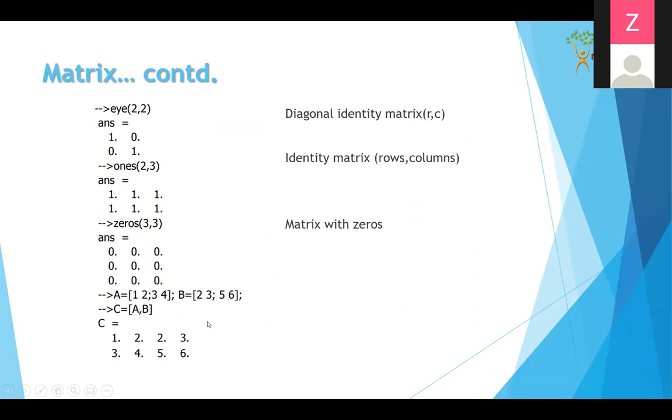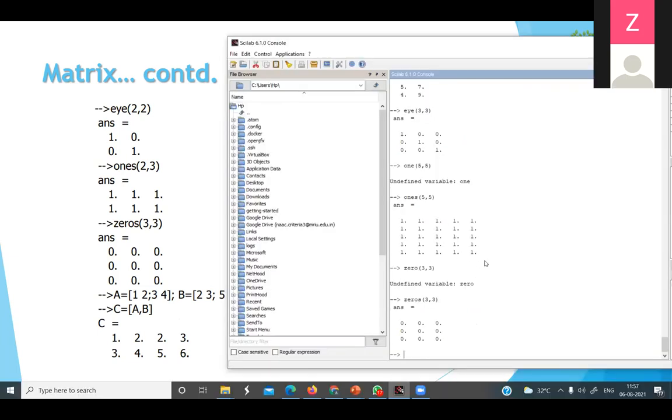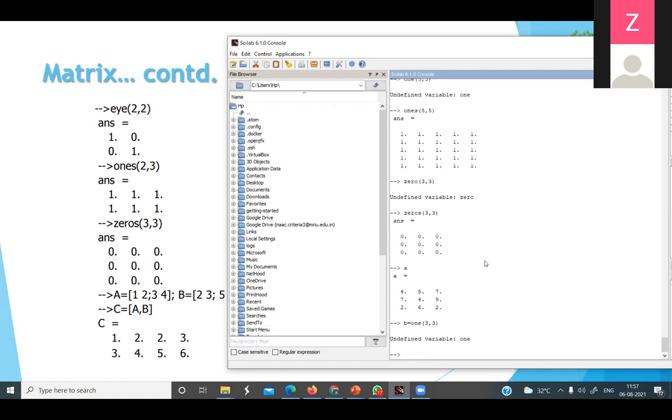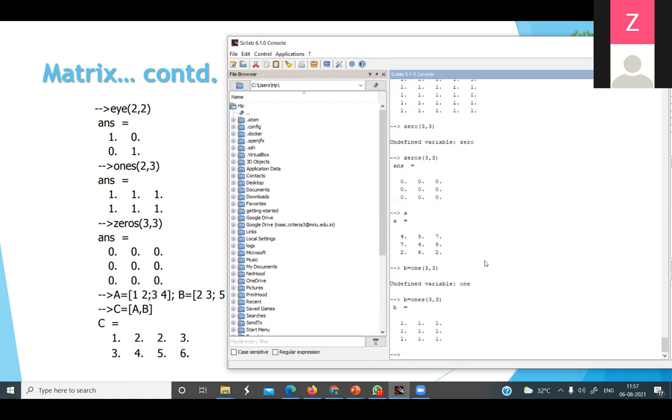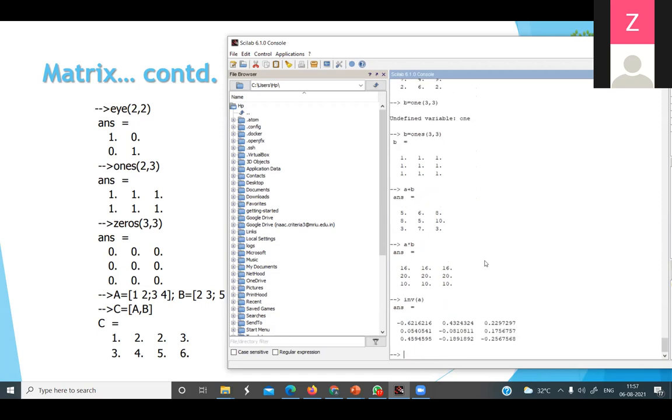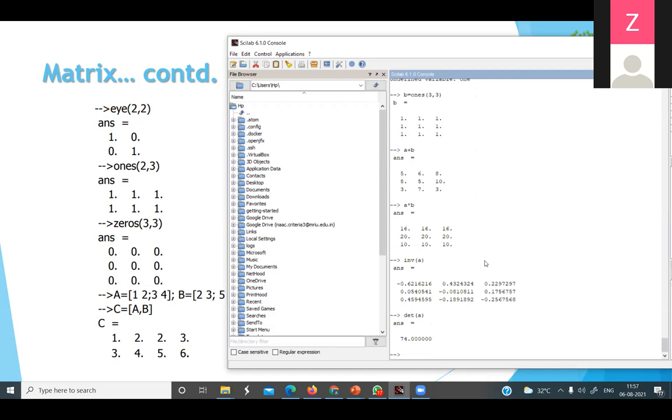Once the matrices are defined, we can easily add them. Suppose this is matrix A. I create another matrix B equal to ones of 3 by 3. Now if I want to add both matrices A and B, I just need to write A plus B and it's done. Want to multiply both the matrices, done. Want to find the inverse of matrix A, determinant of A. This is just a 3 by 3 matrix. On similar lines, we can calculate the sum, determinant, product of a matrix of any order, be it 3 by 3 or 10 by 10 or 100 by 100 or 1000 by 1000.